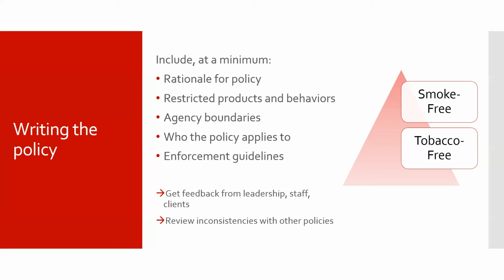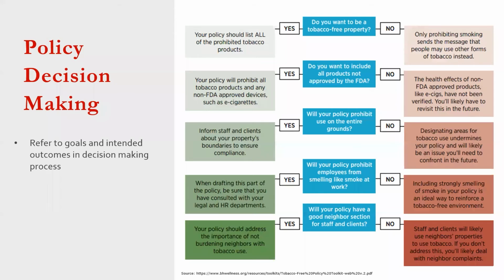So that's the first of one of the many decisions that potentially your organization is going to have to make. Again, just some examples here that you may have to discuss with your organization of what to include in the policy. In this process, I encourage you to just refer back to the goals and intended outcomes and decision-making process that were established in the logic model or early on as you're assessing what your organization's mission is.